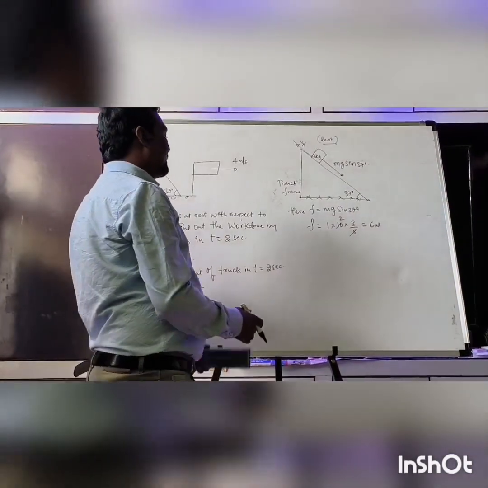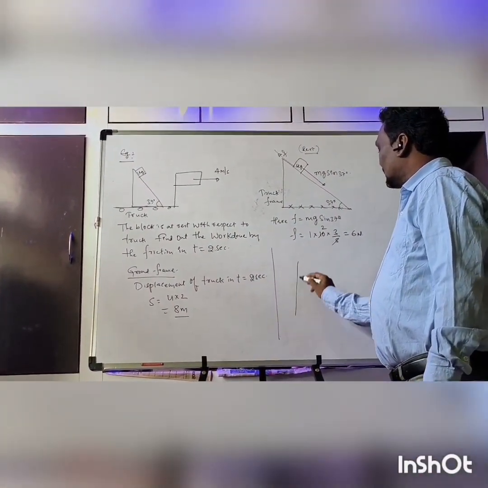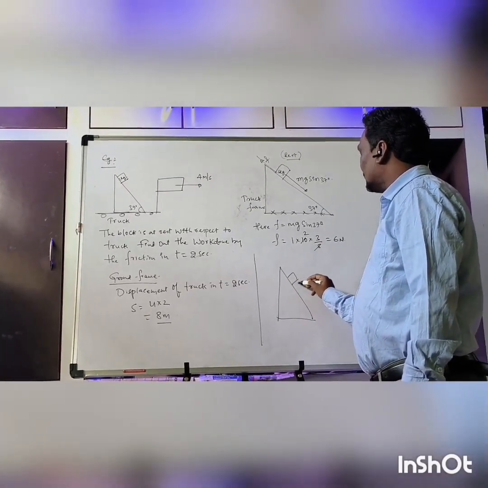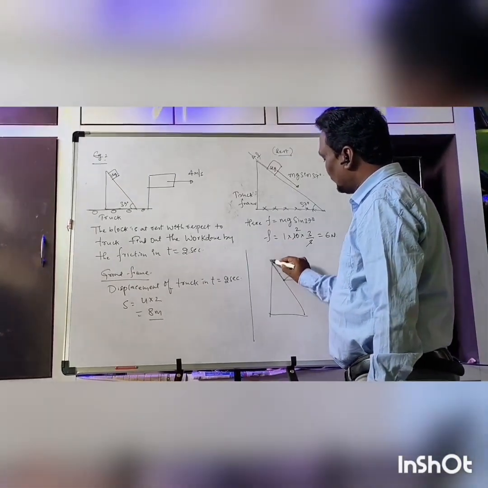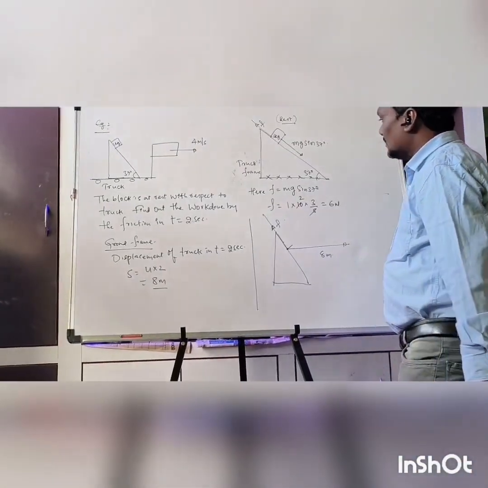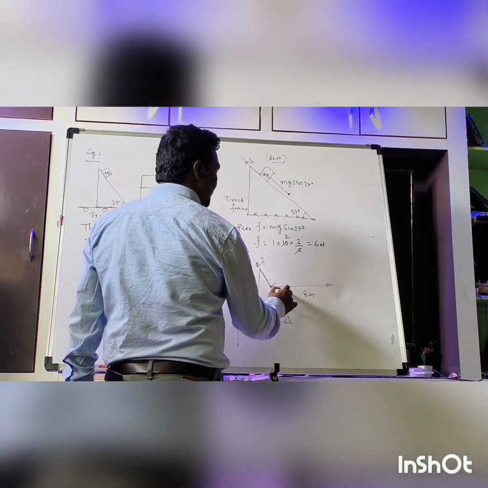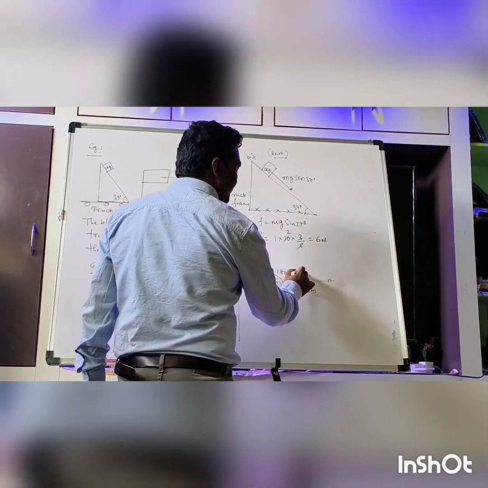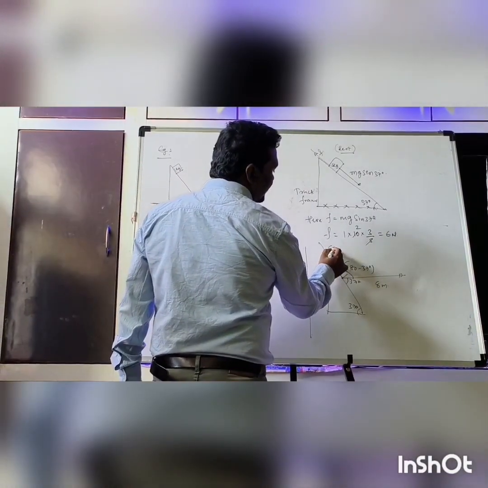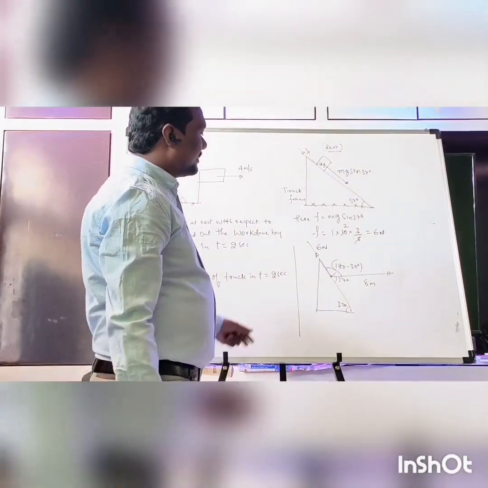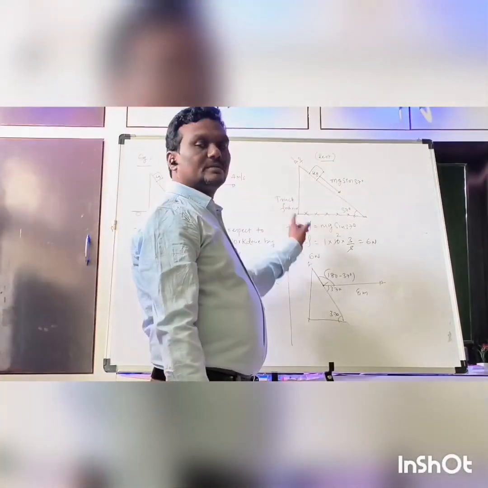Now we have to find out the work done by the friction. See the angle between the friction and the displacement. This is the inclined plane, this is the block. The displacement is 8 meters in this direction, and friction is acting in this direction. This is 37 degrees, so this angle is 180 minus 37. We calculated friction from the truck frame as 6 Newton. Displacement is 8 meters in this direction and 6 Newton is in this direction.